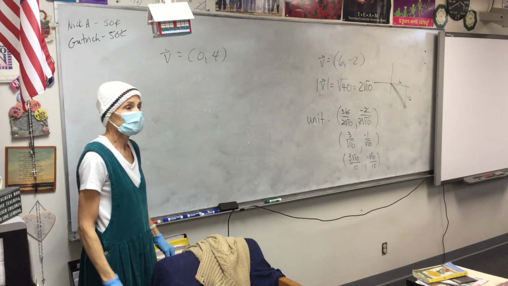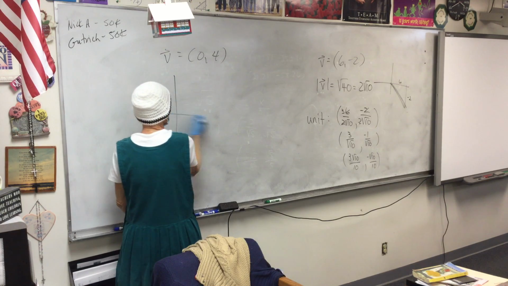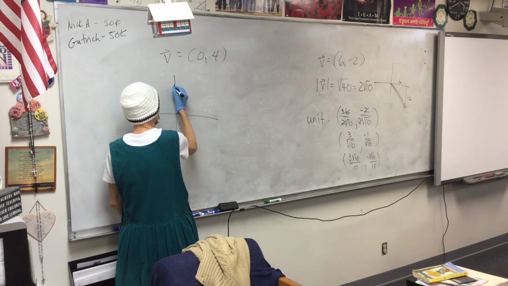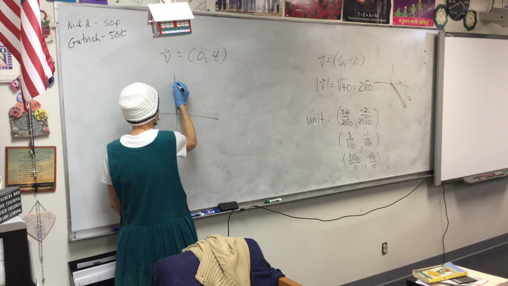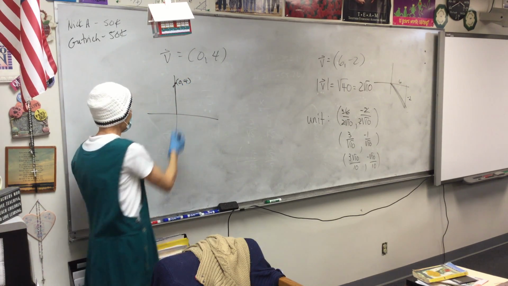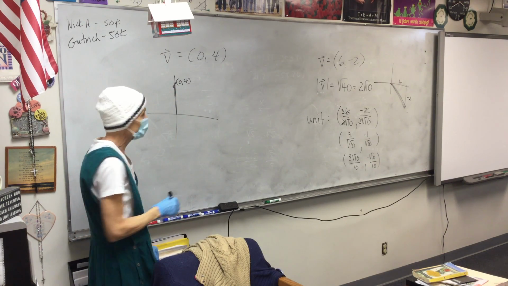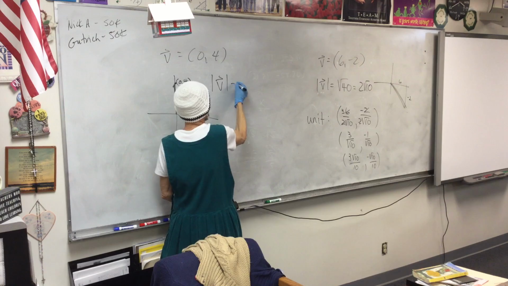What's step one? We're making it a unit vector. What's step one? Find the magnitude. Oh, this is kind of a weird one. 0, 4 would look like this, right? It just goes up 4? So how long is it? If it just goes up 4, how long is it? 4. So its magnitude is just 4.